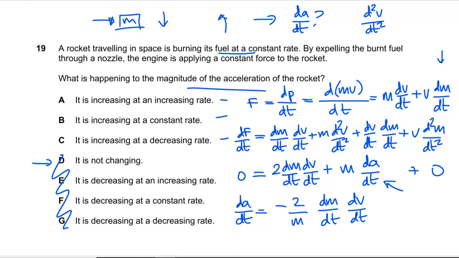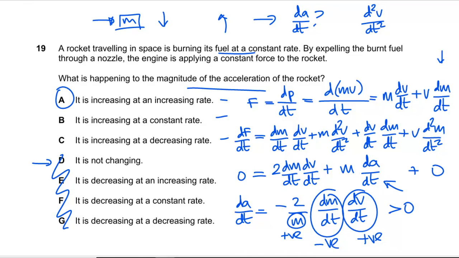Okay, right, so what do we know about all of these? Well, we know that m is positive. We know dm/dt, the rate of change of the mass of the rocket, is negative. And dv/dt, the acceleration, we know is positive. So overall, dA/dt is greater than 0. So it is increasing at an increasing rate. That is really involved compared to the previous 18 questions, but there you go, it's quite a nice one.